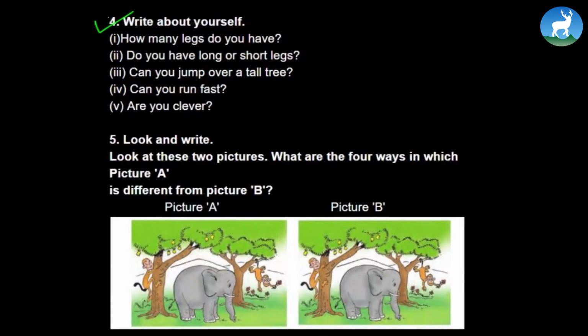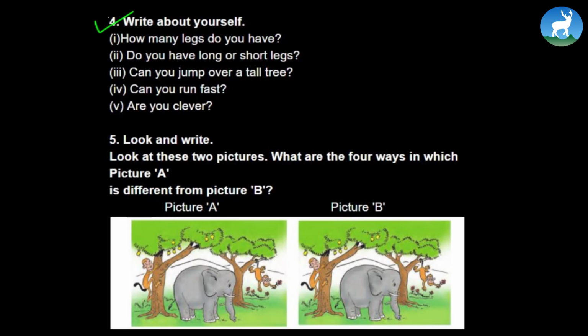Okay, then the fourth question is write about yourself. Now you got to write about yourself. How many legs do you have? That's the first question. Yes, we all are humans and we have 2 legs. Very good. Do you have long or short legs? Well, depending upon your height, you can say you have long legs. Or maybe if you're not so tall, you can say you have short legs.